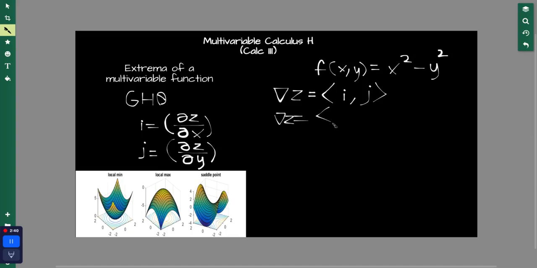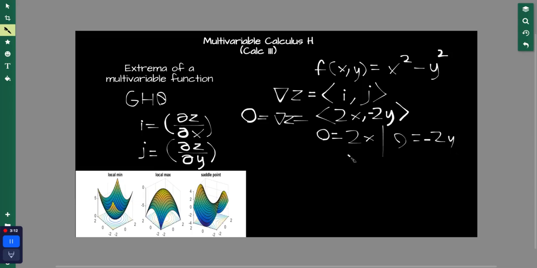Obviously, the partial differentiation is simply 2x and negative 2y here. So we have this gradient which we'll now set equal to 0. That means if we set each of these equal to 0, then both x and y will become 0.